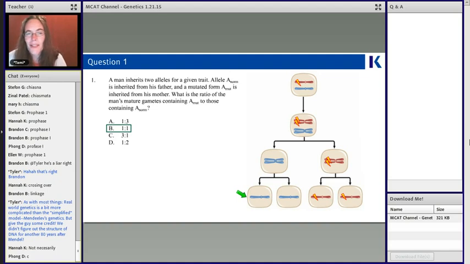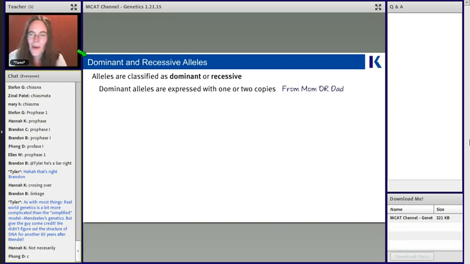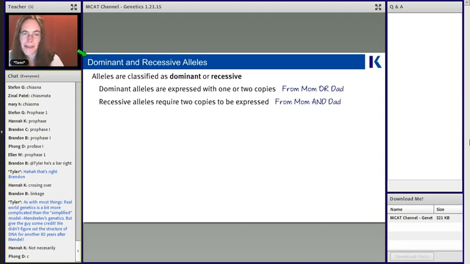Our next concept is dominant versus recessive. All right, we already said dominant and recessive. Dominant alleles show up whether it's homozygous or heterozygous. Recessive alleles, however, have to have both copies, one from mom and one from dad. Let's go back to our brown and blue eyes. Which one is dominant?